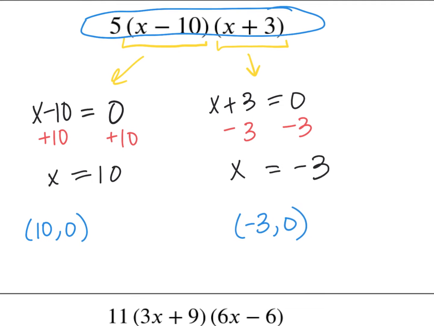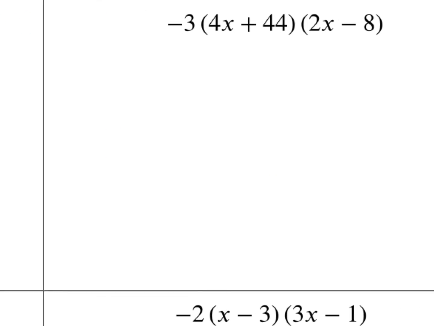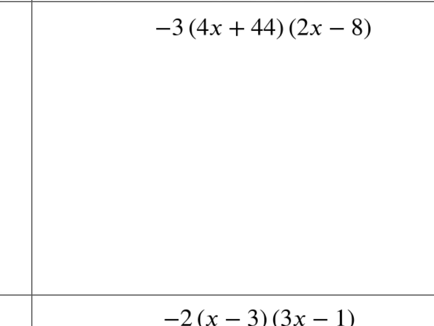All right, let's go to the one on the right here. We have -3 times (4x plus 44) times (2x minus 8). So again, our factors are what are in parentheses with the x's, and those are the ones we want to look at to solve for x.